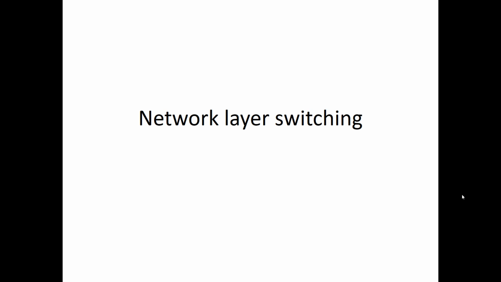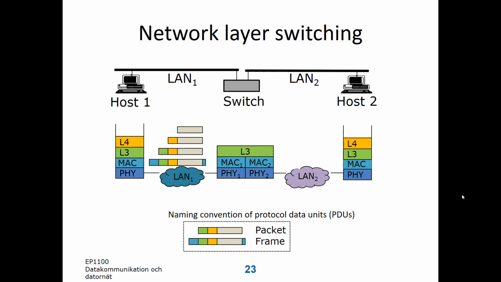Now let's look at the network layer switch. So just to be reminded of the protocol layers, we have physical, we have data link here denoted as MAC protocols, and then we have network layer, layer 3, and transport layer, layer 4.